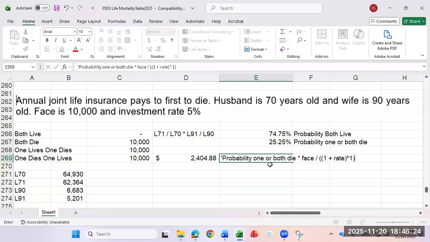Now you're probably wondering, where are the premium payers? Well, we already considered that because we've been dividing by L. The L's are already in here. We don't need to divide by the premium payers because we're only going out 1 year. We took that into consideration when we divided by all the L's, so the L70s are in these formulas already. If you don't believe me, you just have to know this formula: the probability that one or both die, that 25%, times the face divided by 1 plus the rate to the first. So we don't have to have any L's in the denominator because we already took care of them up there. So you're going to charge $2,404.88.